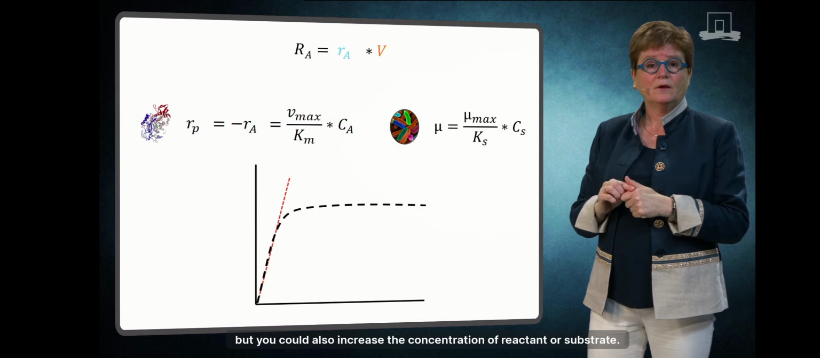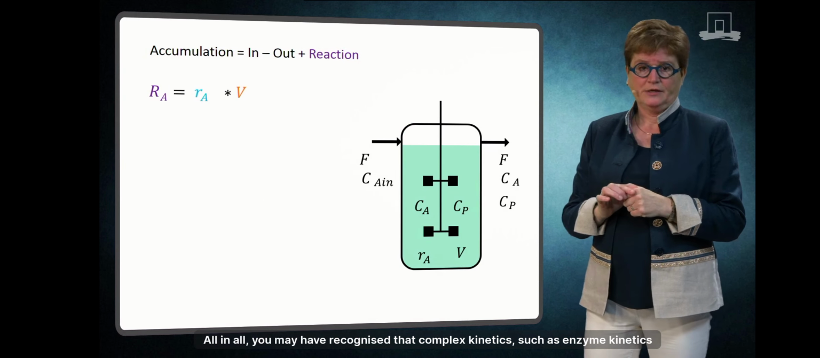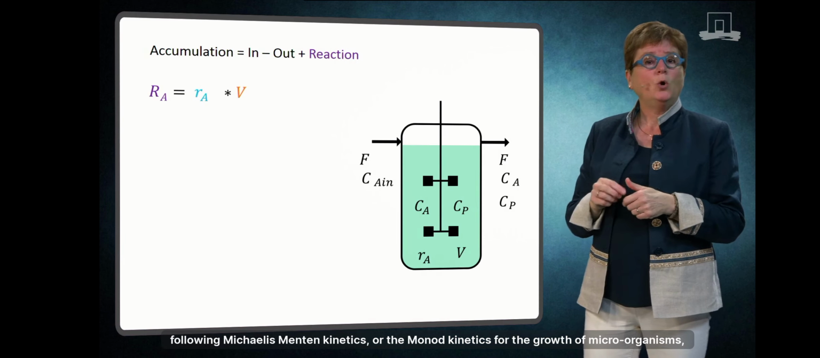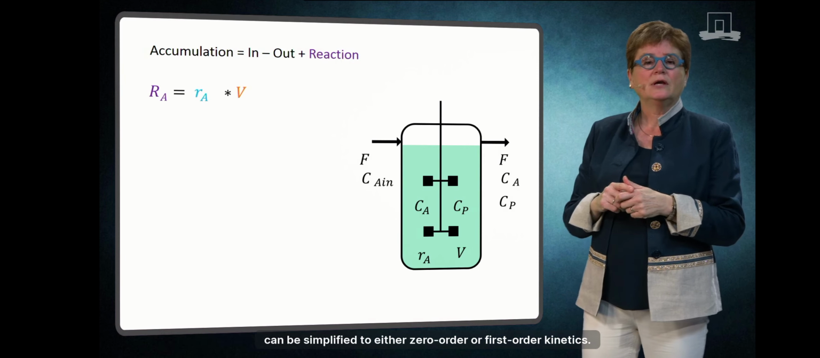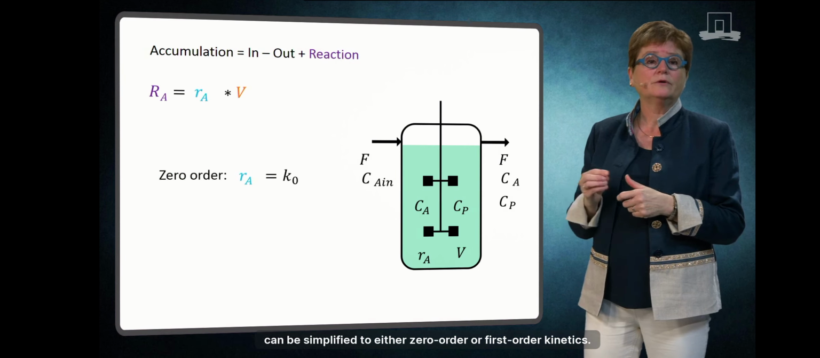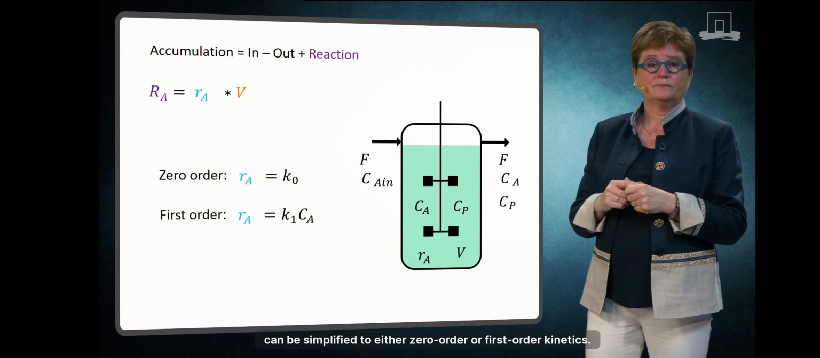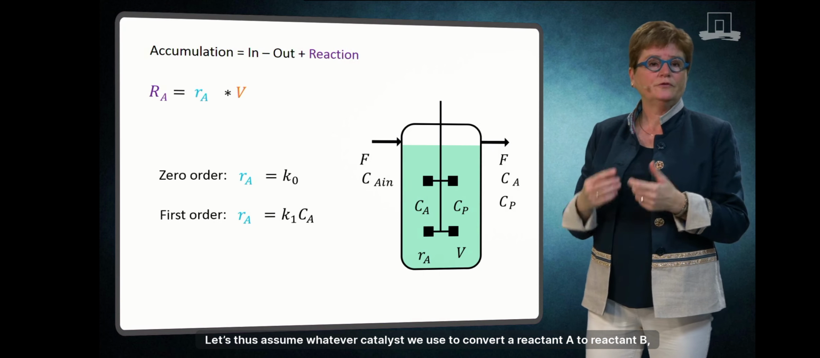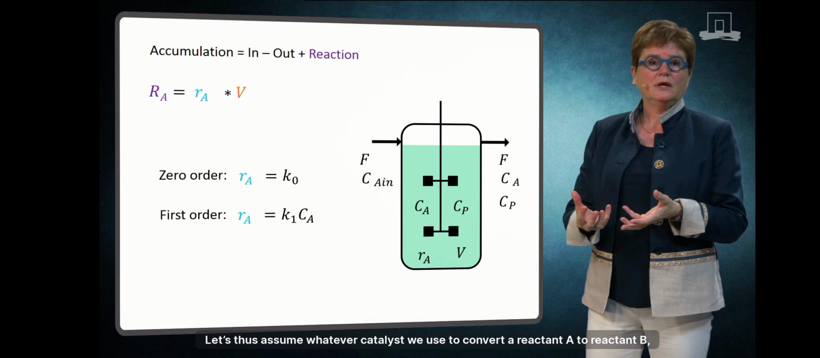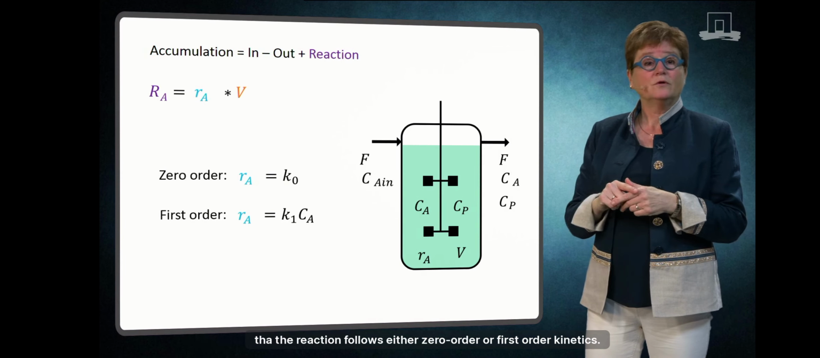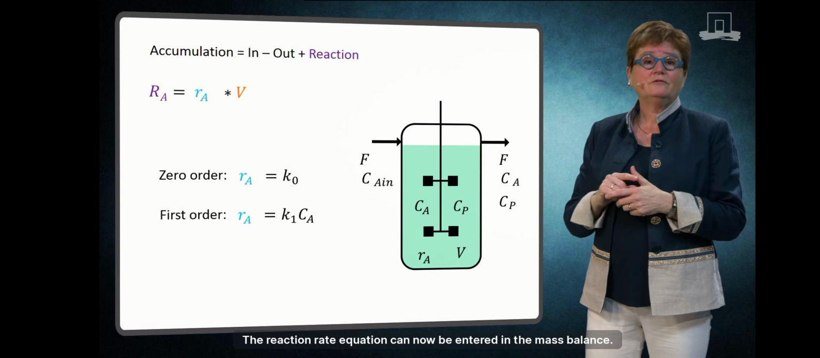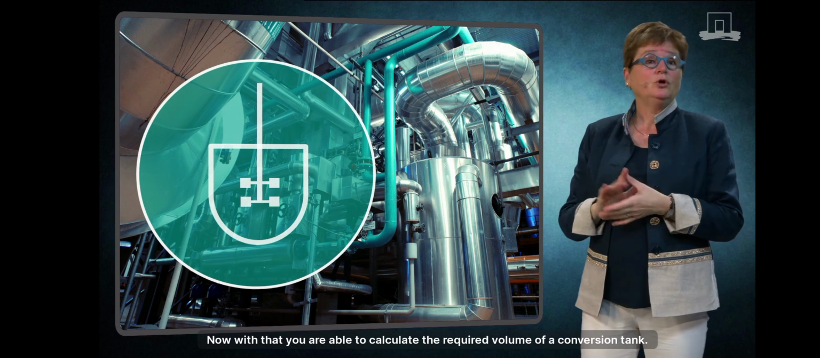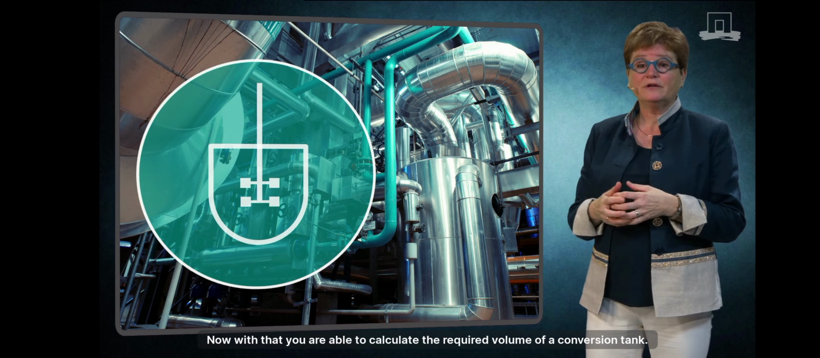All in all, you may have recognized that complex kinetics, such as enzyme kinetics following Michaelis-Menten kinetics, or the Monod kinetics for the growth of microorganisms, can be simplified to either zero-order or first-order kinetics. Let us thus assume, whatever catalyst we use to convert a reactant A to a product, that the reaction follows either zero-order or first-order kinetics. The reaction rate equation can now be entered in the mass balance. And with that, you're able to calculate the required volume of a conversion tank.